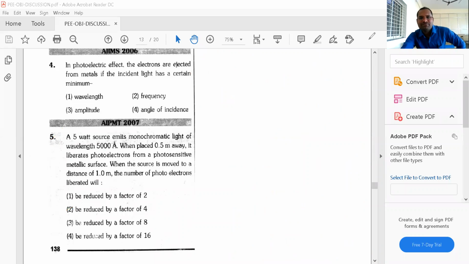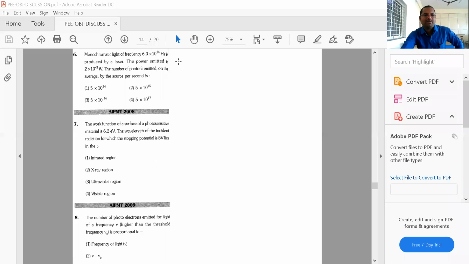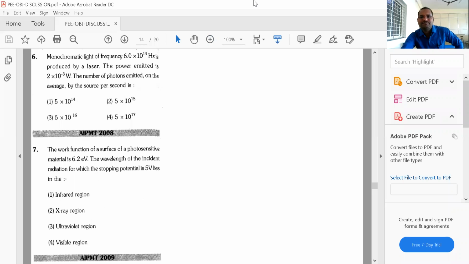Okay, next. Question number 5 is over. Next, question number 6. What have they given? A monochromatic light of frequency 6 into 10 to the power of 14 hertz is produced by a laser. One laser beam is there, producing light of this frequency. The power of this emitted light is this much. Then the number of photons emitted on average by the source is what? So just now I have given that.